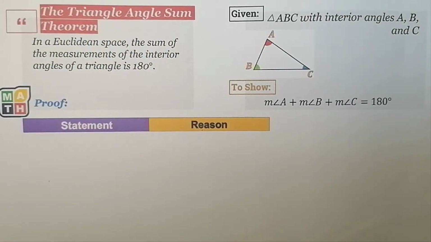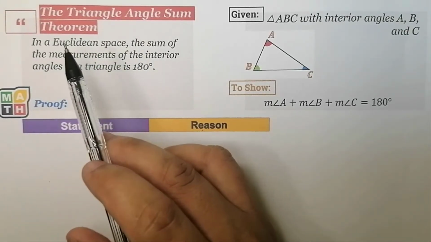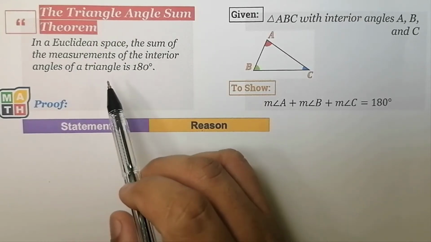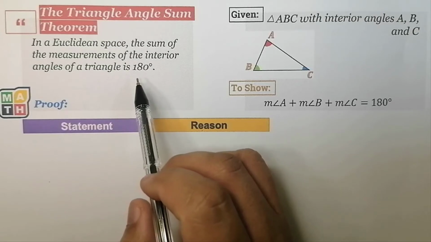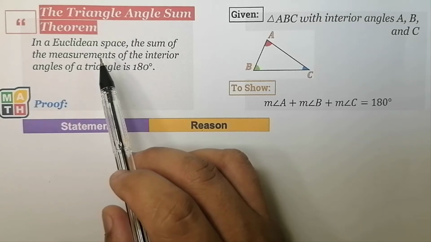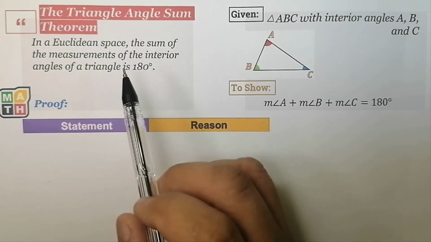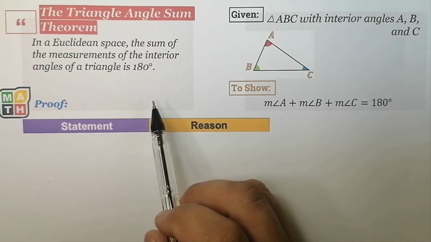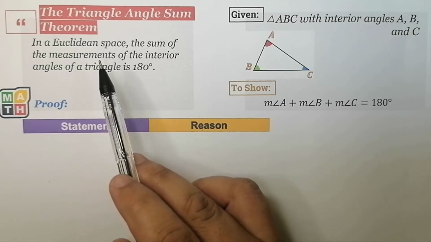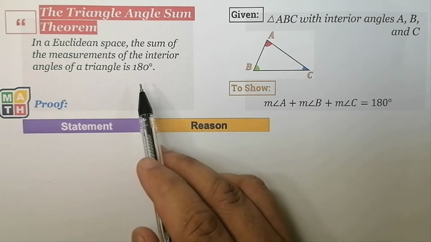Hello everyone! We are going to show the proof for the triangle angle sum theorem, which tells us that in a Euclidean space, the sum of the measurements of the interior angles of a triangle is 180 degrees. Notice the claim that we are still on the Euclidean space. In short, this still covers the Euclidean geometry, or what we know as well as plane geometry. In that sense, we need to show that for any triangle under Euclidean space, the sum of the measurements of its interior angles is 180 degrees.